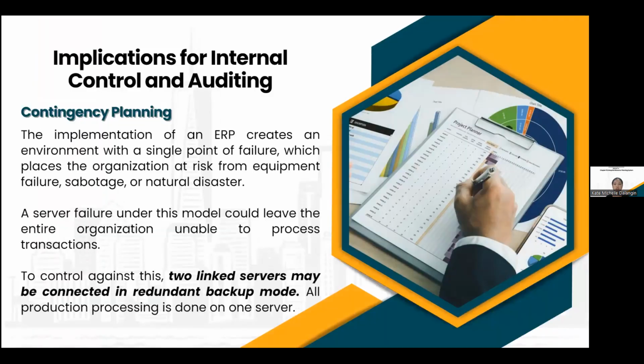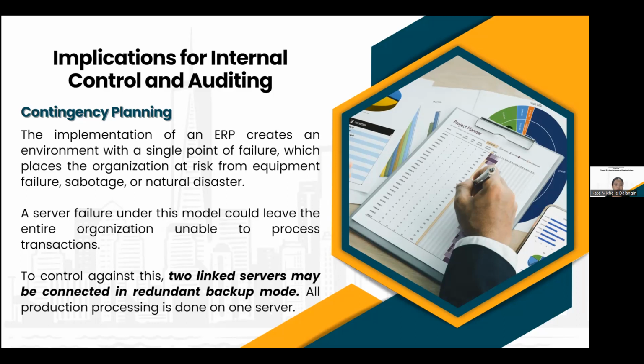So for implications for internal control and auditing, we have the last one, contingency planning. The implementation of an ERP creates an environment with a single point of failure, which places the organization at risk from equipment failure, sabotage, or even natural disaster. To control this risk, an organization needs an effective contingency plan that can be invoked quickly in the event of a disaster. Two general approaches are outlined next, but a more extensive discussion is presented in Chapter 15 within the broader context of IT governance.